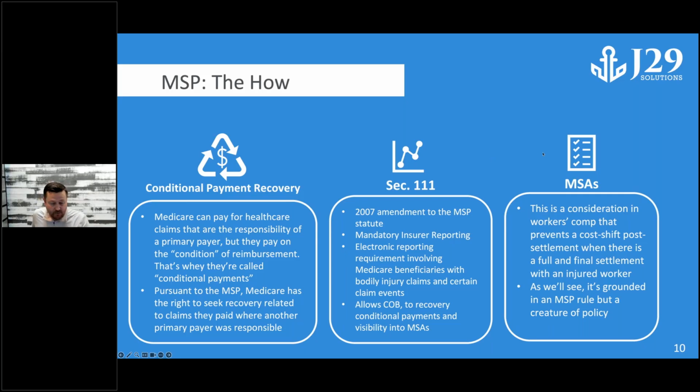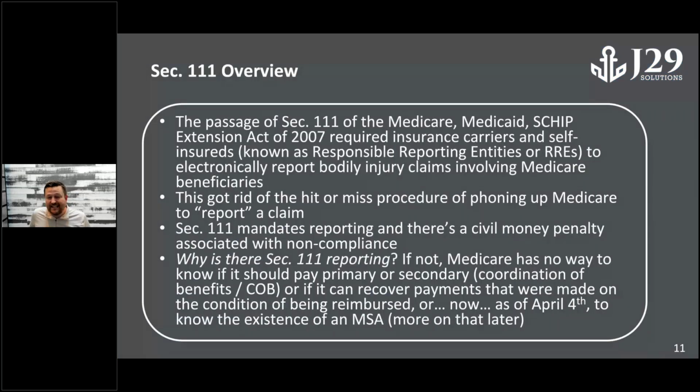Now we move on to Section 111. And it's important, Section 111, for a variety of reasons, because it's going to come back to us when we talk about these changes that happen with Medicare set-asides.